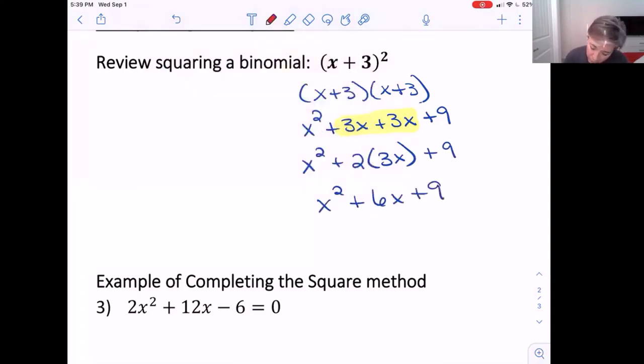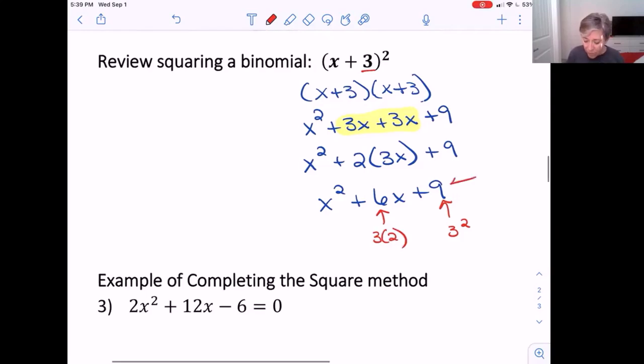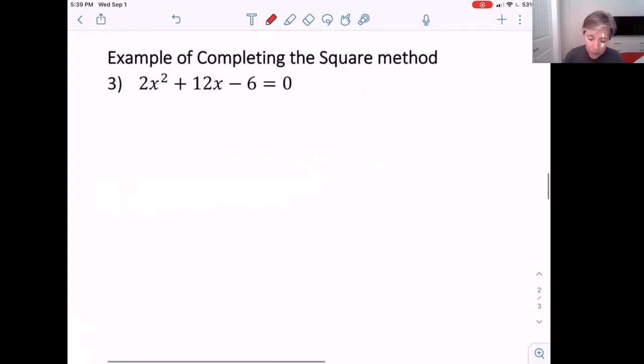The relationship here is this last number happens to be the 3 squared, and this middle number happens to be the 3 times 2. So what we're going to do is we're going to have the original trinomial, and we're going to work it backwards in order to factor it into a binomial squared. So here's an example of completing a square.